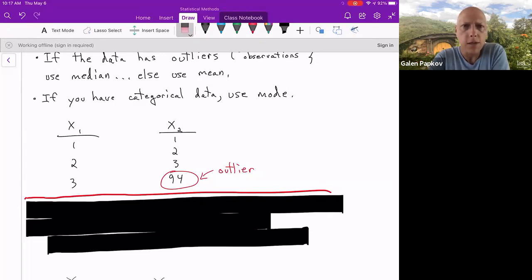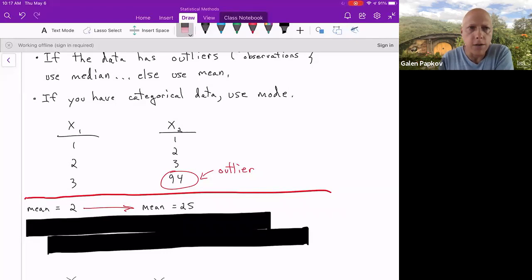Remember, mean is average. So the average of the X1 column is 1 plus 2 is 3, plus the 3 value is 6. 6 divided by 3 values, 1, 2, and 3, is 2. And then if you do the same thing for the x2 column, you have 1 plus 2 plus 3 plus 94. That sum should give you 100. And when you divide 100 by 4 values now, that's going to give you 25.